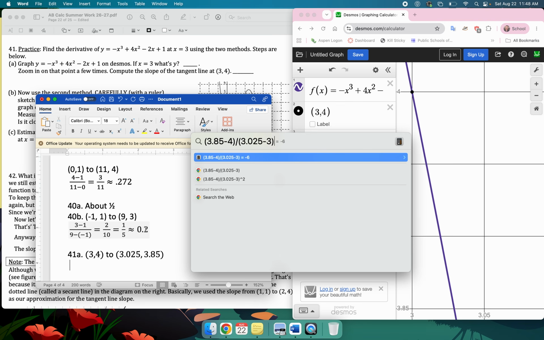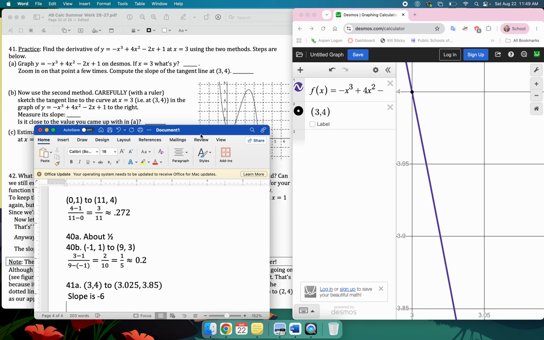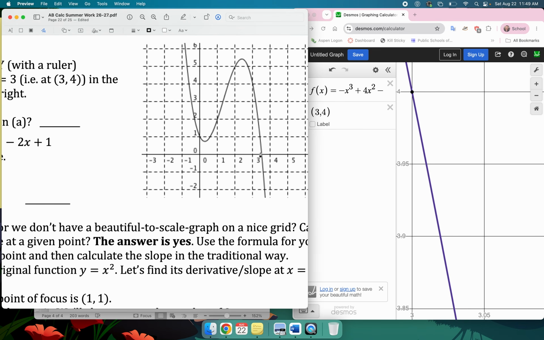So that's negative 6. I'm surprised that we got exactly negative 6, but it's probably not exactly negative 6. That's an estimate, but whatever. Okay, alternatively, we can look at this graph. This is method B. Mark 3, 4 right here like this, and then just do our best to draw the tangent line through that point.